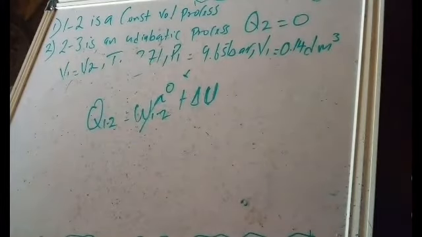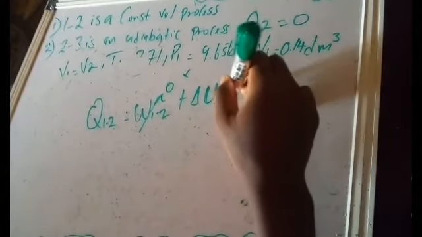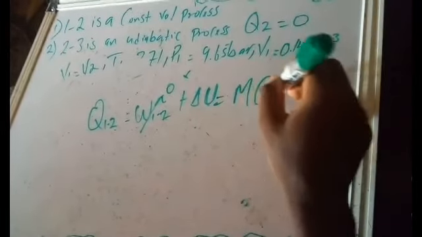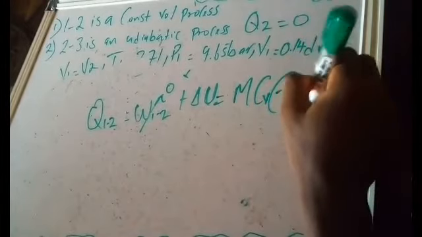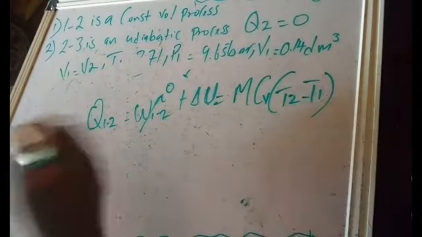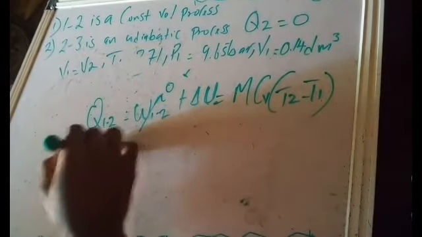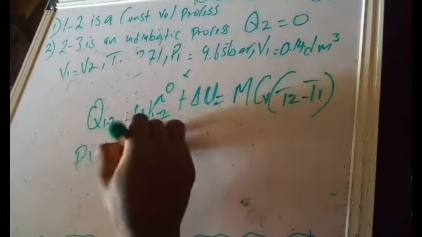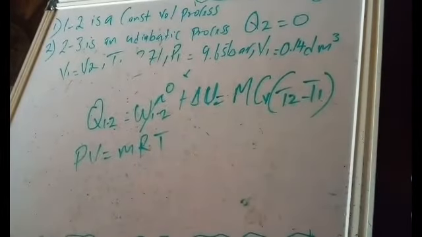And we also know that change in internal energy is also equal to mCv(T2 minus T1). Now to get our m, recall that we have PV equals mRT. All we are just trying to do is look for formulas. That is just the idea of this thermodynamics: look for formulas that fit what you're about to do.